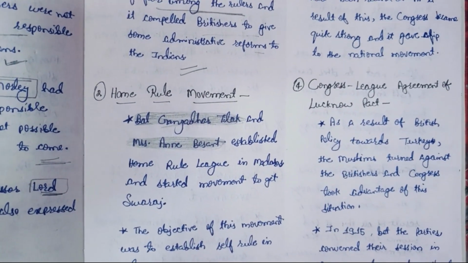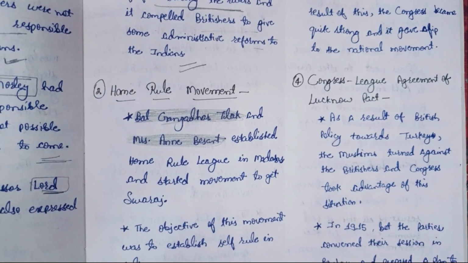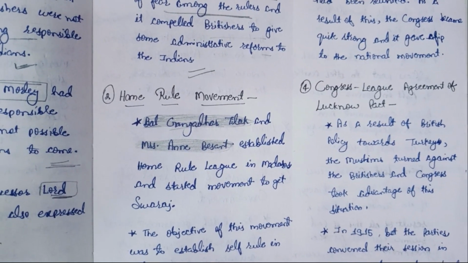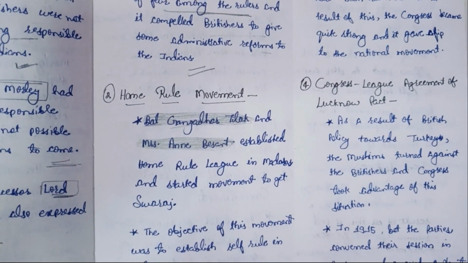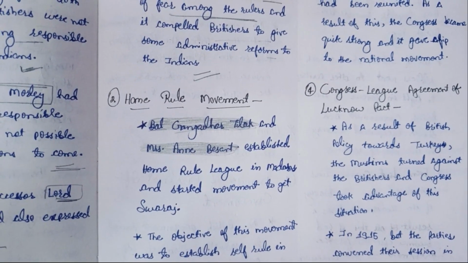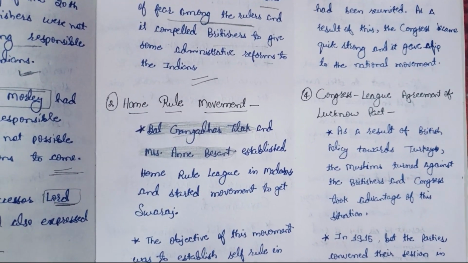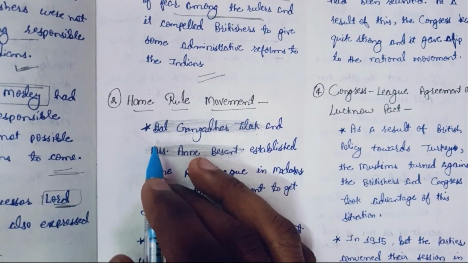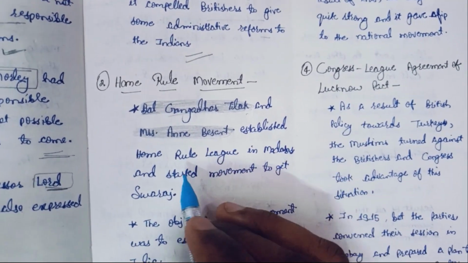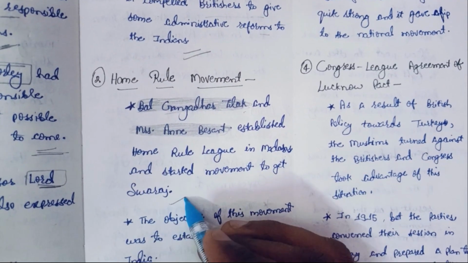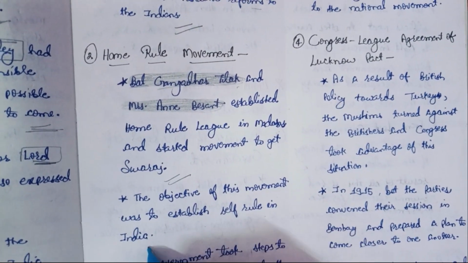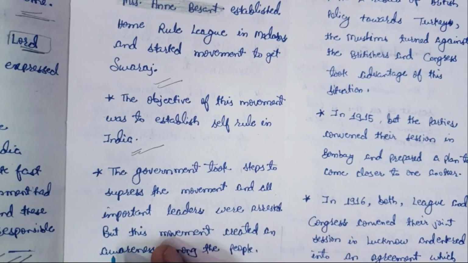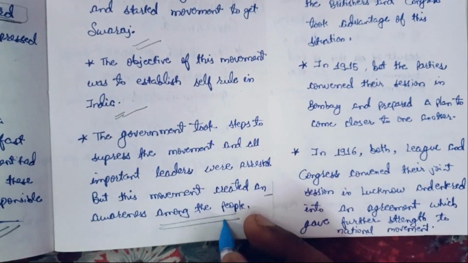The second reason was the Home Rule movement, run by Bal Gangadhar Tilak. As we have seen, in the 1907 Congress meeting the Congress party was divided into moderates and extremists, and the main leader of the extremists was Bal Gangadhar Tilak. Tilak and Mrs. Annie Besant established the Home Rule League in Madras and started a movement to get Swaraj. The objective of this movement was to establish self-rule in India. The government took steps to suppress the movement, and all important leaders were arrested. But this movement created an awareness among the people.